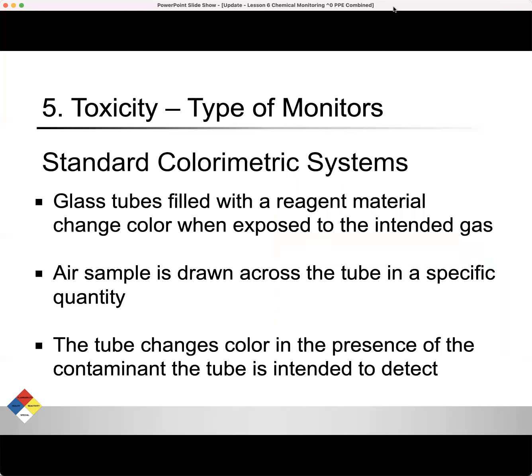The tube changes color in the presence of the contaminant that the tube is intended to detect. So we talked about our example earlier at the warehouse where batteries are being charged, and we're also looking for carbon monoxide. Excuse me. So we're trying to monitor for carbon monoxide with a carbon monoxide sensor, but we also know that hydrogen gas may be present. What do we do? We can use a carbon monoxide specific colorimetric tube. It uses a different process to detect the carbon monoxide. We can use that colorimetric tube and get a more accurate concentration reading.